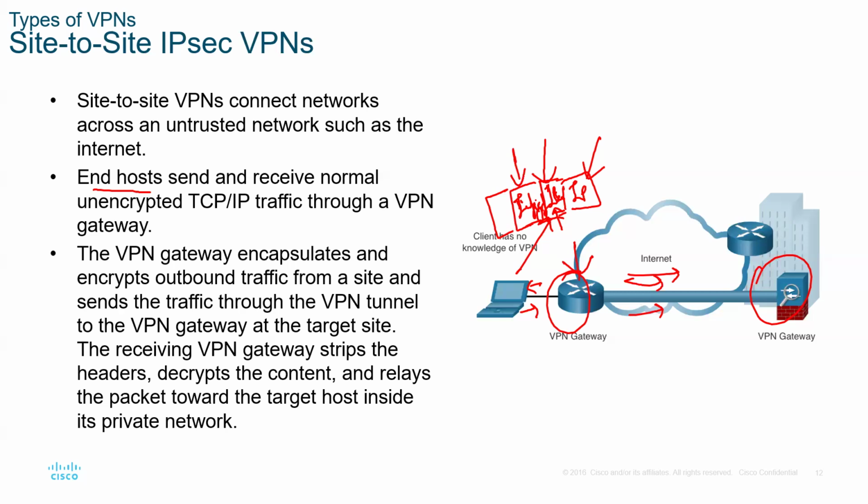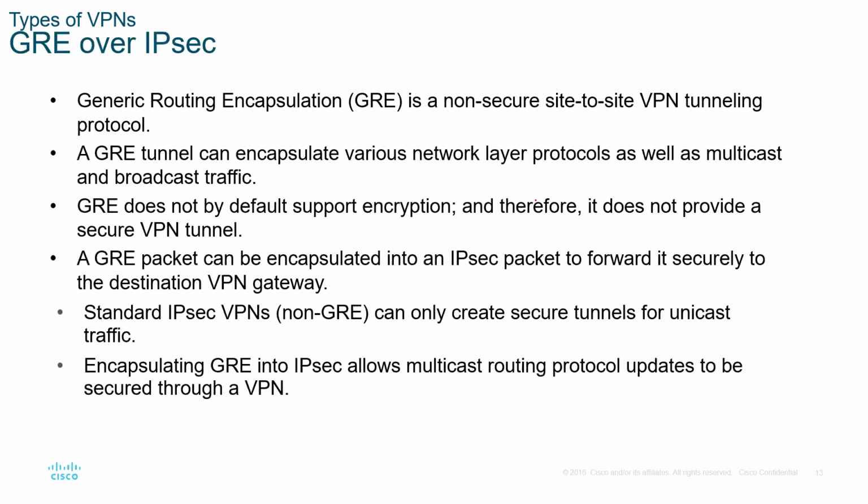So site-to-site VPNs, there we have it. Then we have GRE over IPsec. Let's start with IPsec. IPsec as a technology only supports unicast traffic. So if I create a site-to-site tunnel and I'm using IPsec, the type of traffic I can support is unicast, point to point, from one point to another point, that's it.